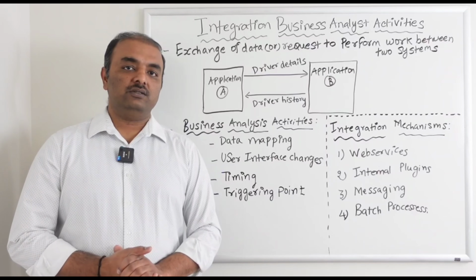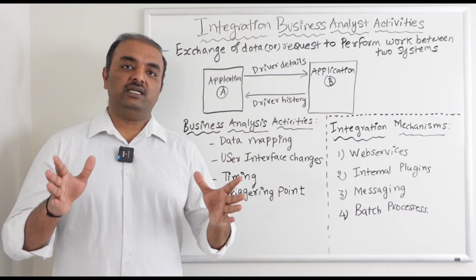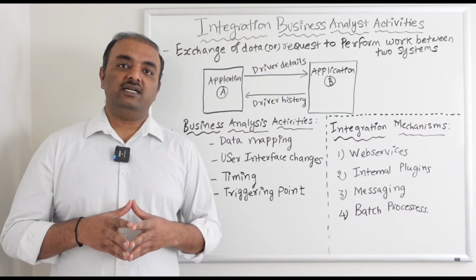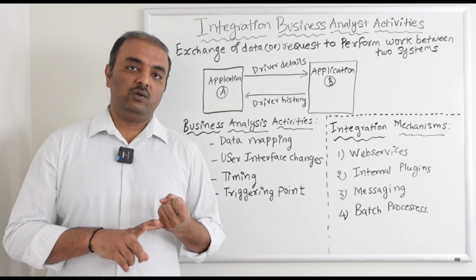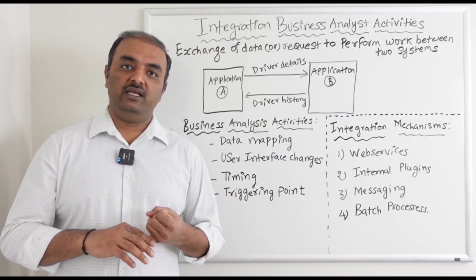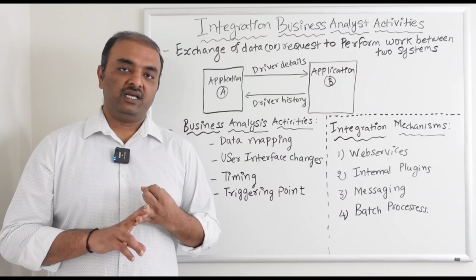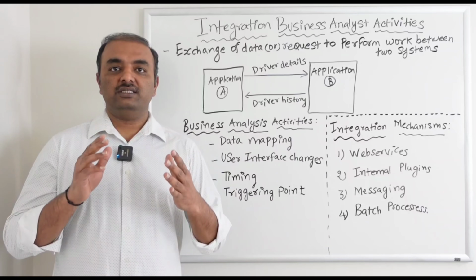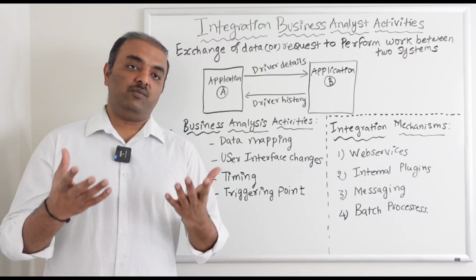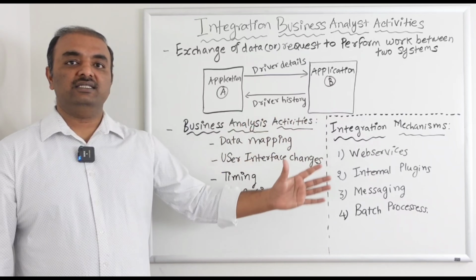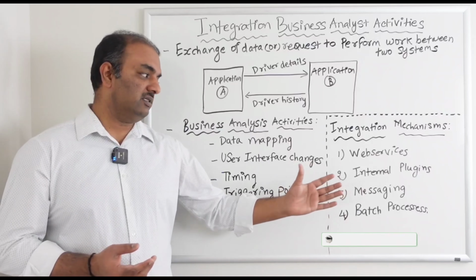So this is what I wanted to discuss today. Pretty much we discussed what an integration is, and why you need an integration, with an example. Then we discussed the typical BA activities specific to integration, which include data mapping, data model updates, any error conditions, and trigger points. Second thing is the user interface changes. Third thing is the schedule on which we have to trigger these integrations. Final thing is triggering points. Then we discussed different mechanisms, which include web services, internal plugins, messaging and batch processes.